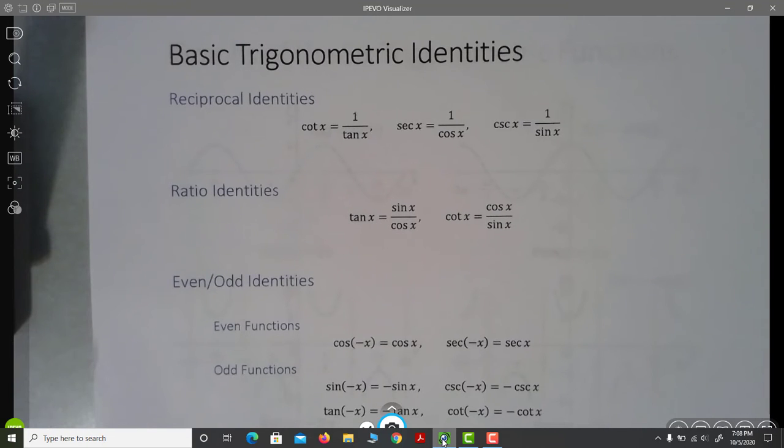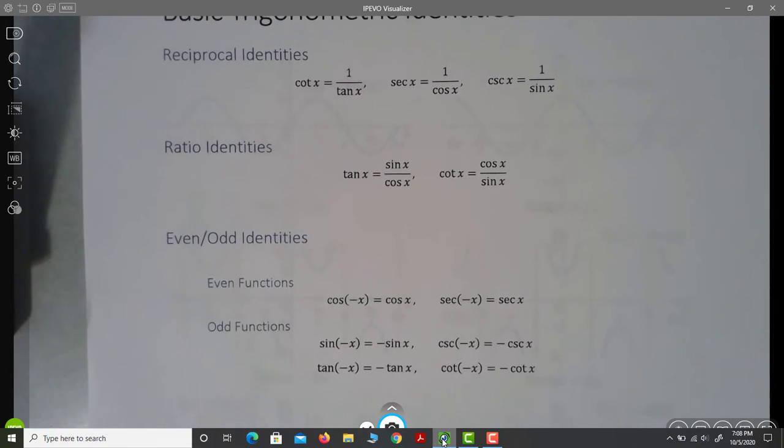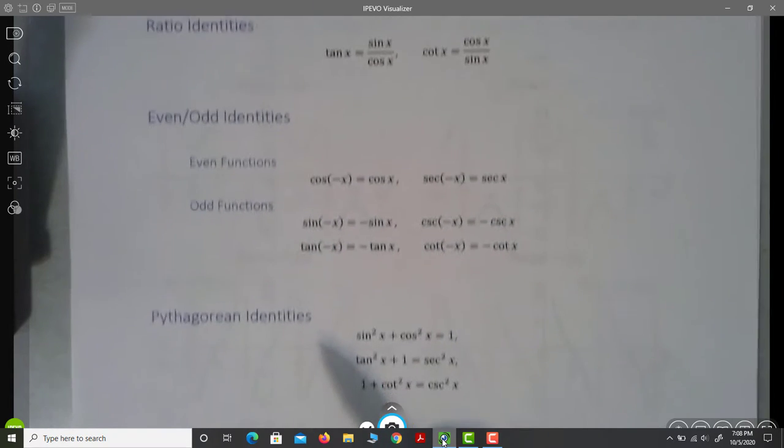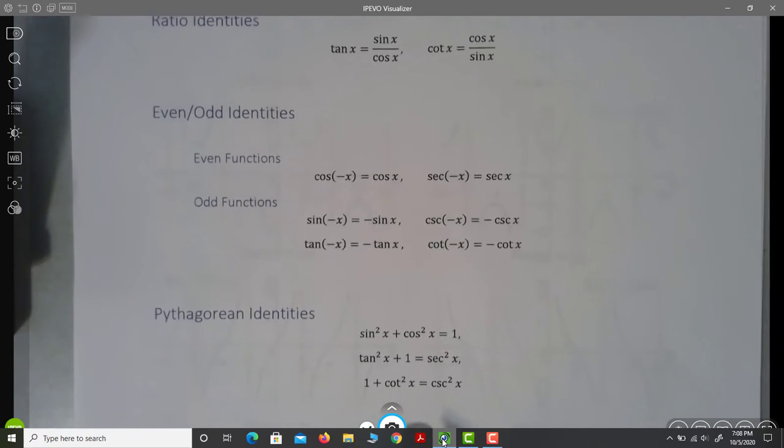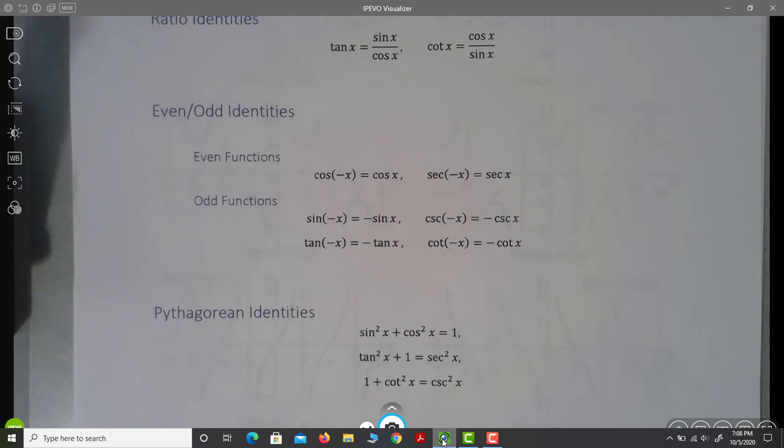Okay, welcome to the lecture on basic trigonometric identities. This is part one of identities, and we'll have another objective on that next week. The basic trigonometric identities are these. You can download this sheet from Blackboard under week 6. It's posted, and there are a total of 14 identities on the sheet.